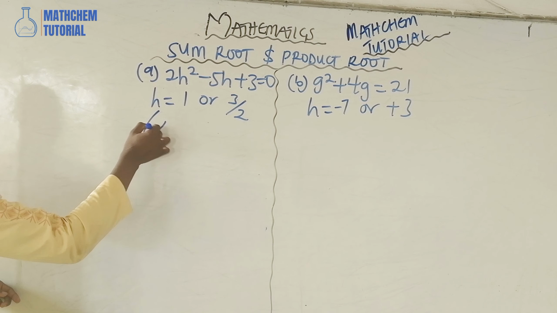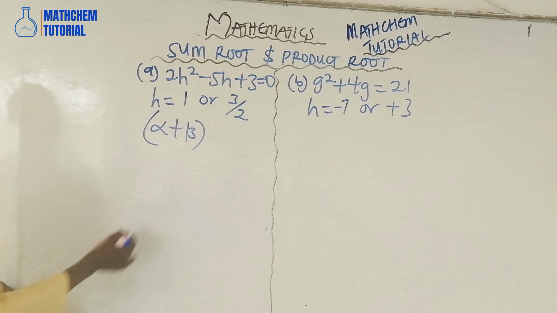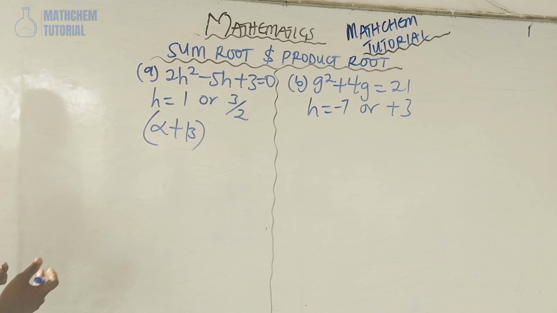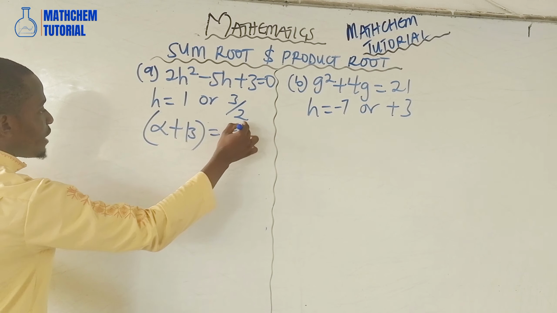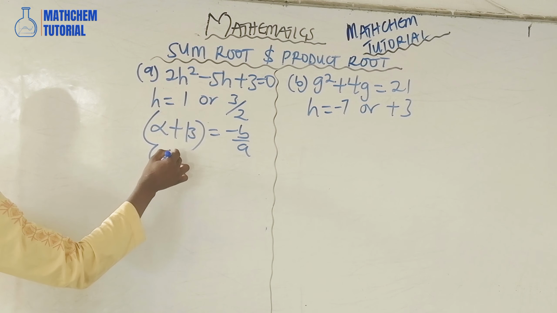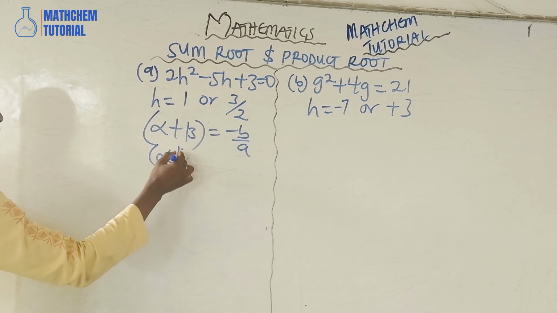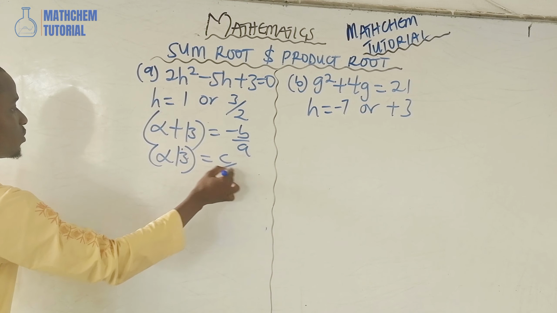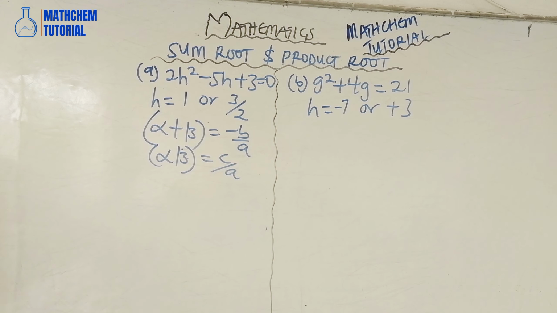It is represented as alpha plus beta for the sum of roots. Sum of roots means alpha plus beta, which is equal to minus b over a. Whereas the product of roots, alpha beta, like this alpha times beta, is what? c over a. So now, how do we get the sum and the product of these roots for this example A?